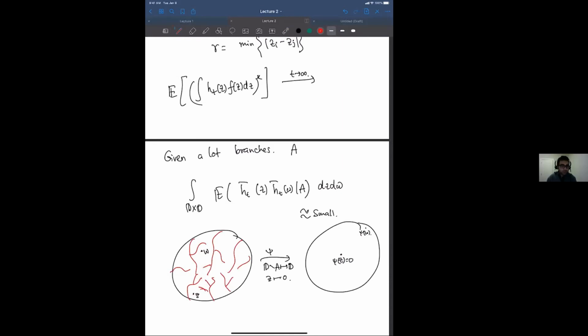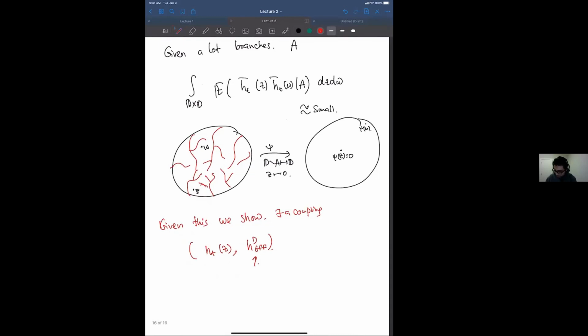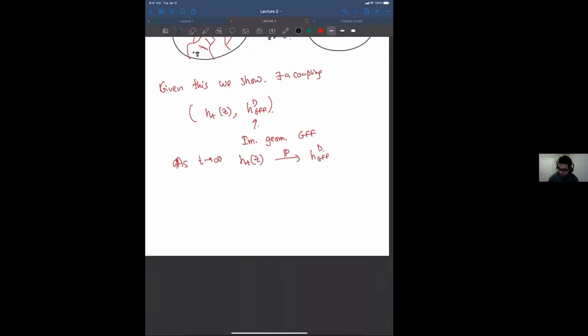Okay, so after this, it's a matter of putting the pieces together to show that we can couple the H_T Z, the winding field, with H_T GFF, which is the imaginary geometry coupling, such that in the limit, H_T Z converges in probability to HGFF, to this quantity. Okay, so that's the continuous part of this whole argument.